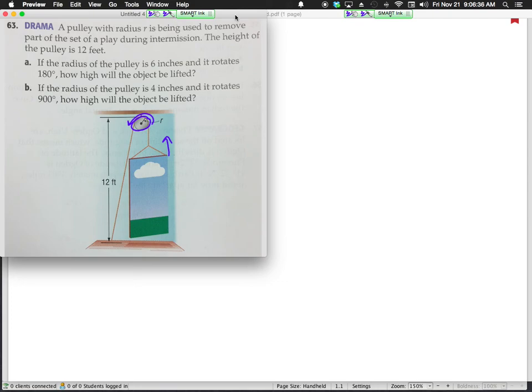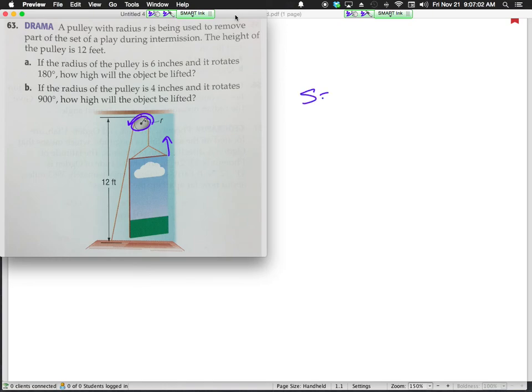So how do I figure that out? Does the 12 feet matter? That's a great question. Does 12 feet matter? Probably not. Because you're just looking for the length of. I'm looking for the arc length is what I want. Because however much this moves around my pulley is how much this thing is going to go up. So that's all I'm looking for, is arc length.